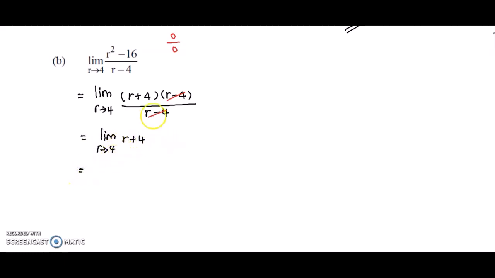So substitute now, because the factor that makes you get the 0 over 0 has already been cancelled off. So now you just substitute inside, you will get a defined answer. That will be 4 plus 4, which is 8.